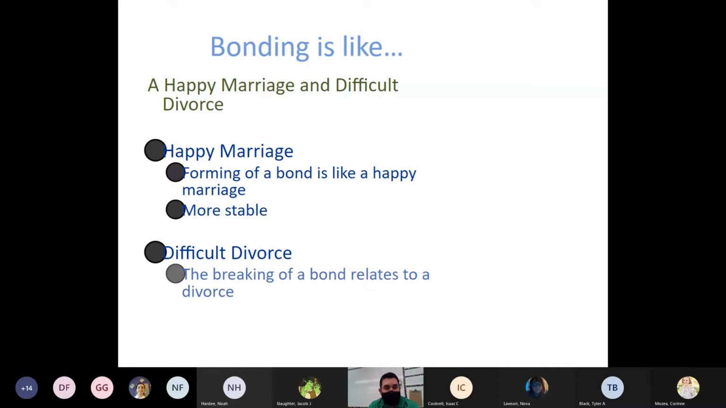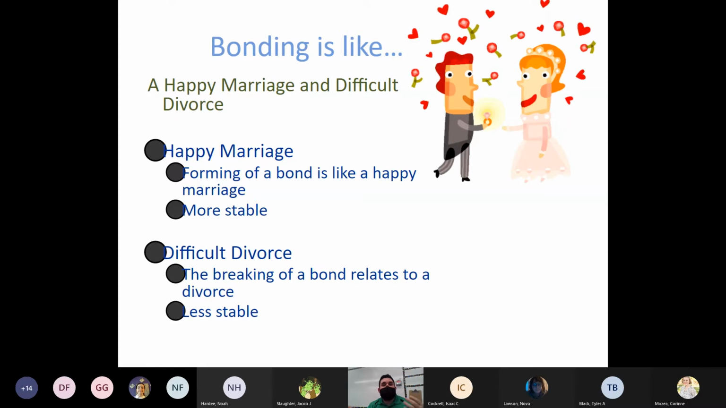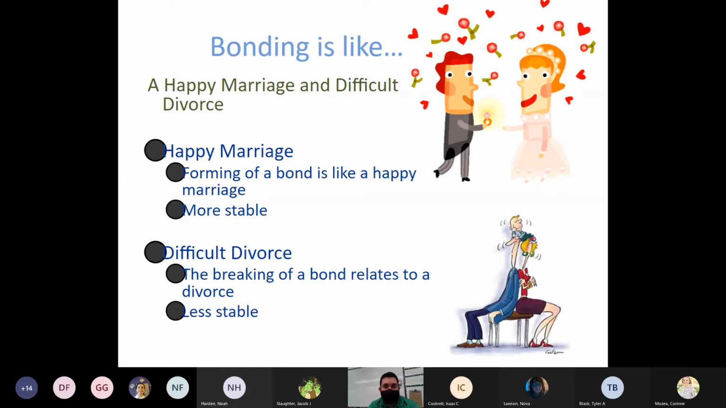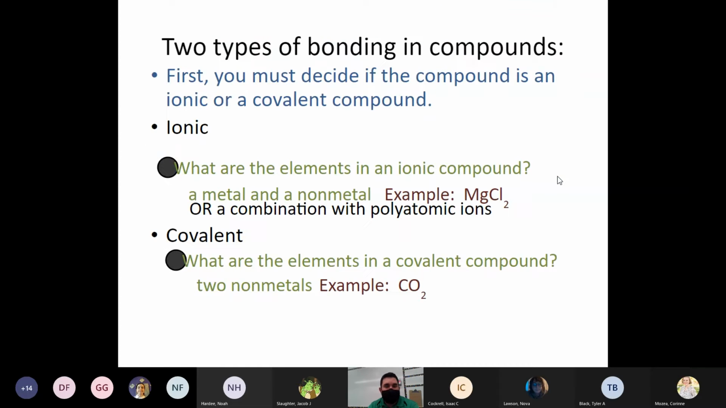In a difficult divorce, you're going to break a bond, and that's going to be released. It's going to be less stable. And so in a molecule, they like to try to bond together to become more stable, and they're going to tug of war for each other's stability in that situation.